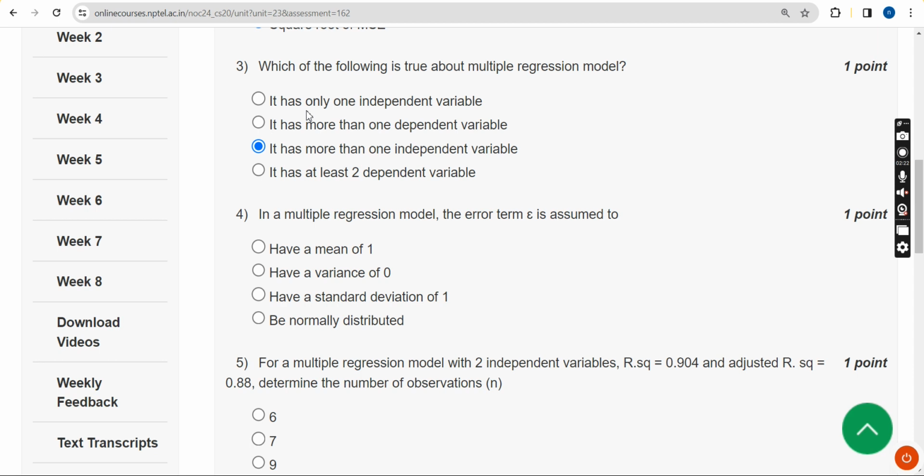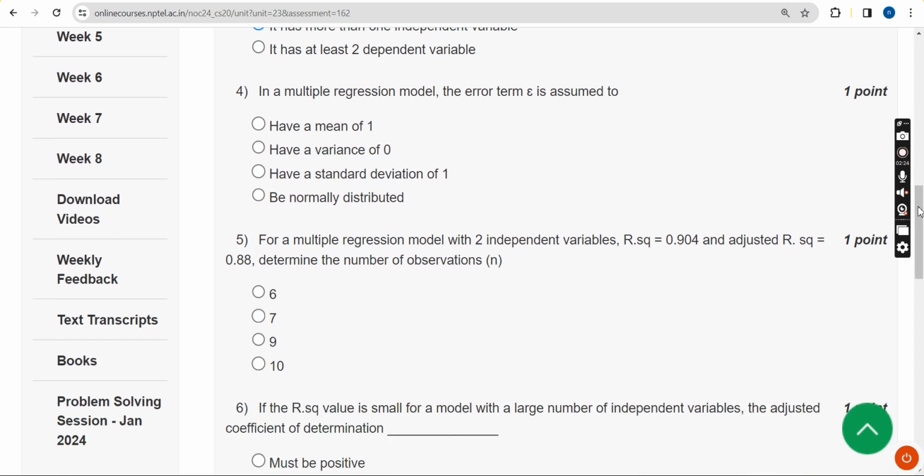Next, moving on to the fourth one, the fourth question.